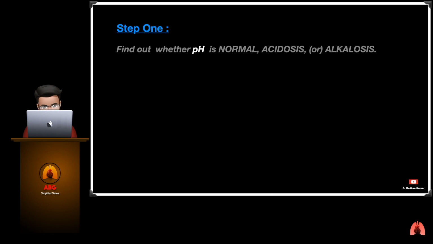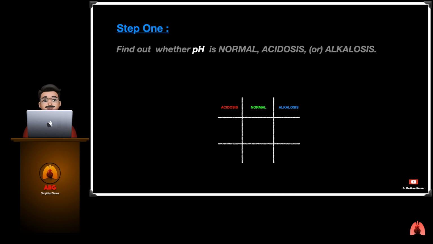Now let us see step 1. We have to find out whether the pH is normal, acidotic or alkalotic. First, draw the tic-tac-toe table. If the pH is 7.35 to 7.45, the value is normal. So place the pH value underneath the normal column.